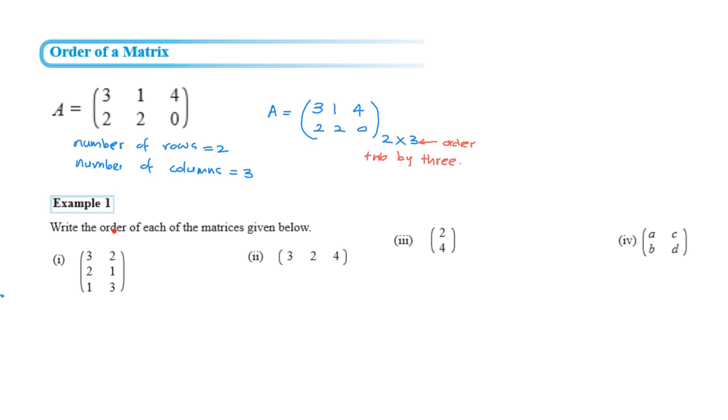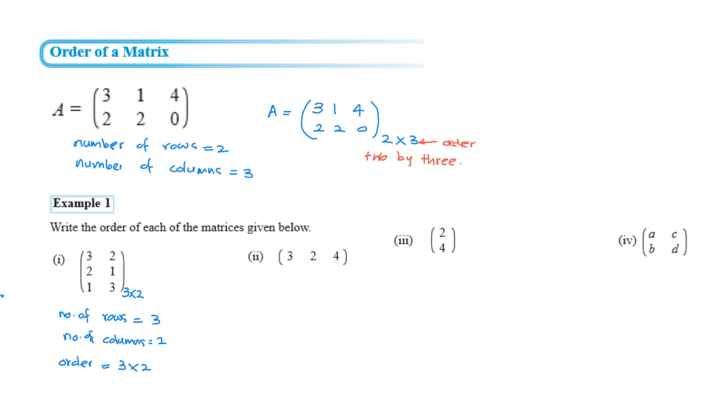Example 1. Write the order of each of the matrices given below. 1. We have to write number of rows equal, how many rows there? 3. Number of columns 2. Then order equal 3 by 2. Order is 3 by 2 there.